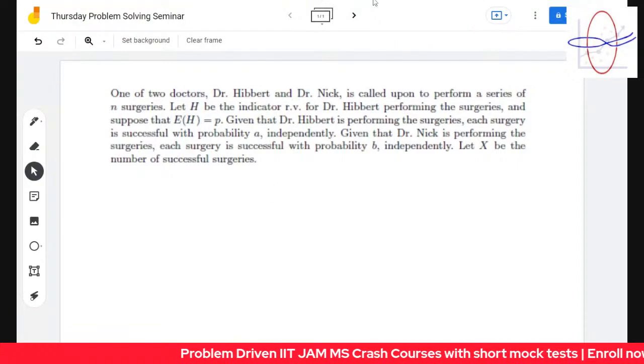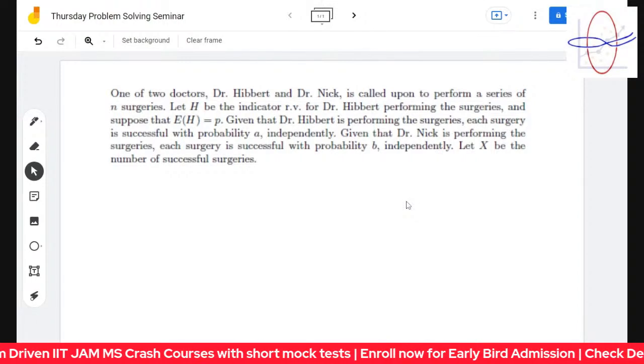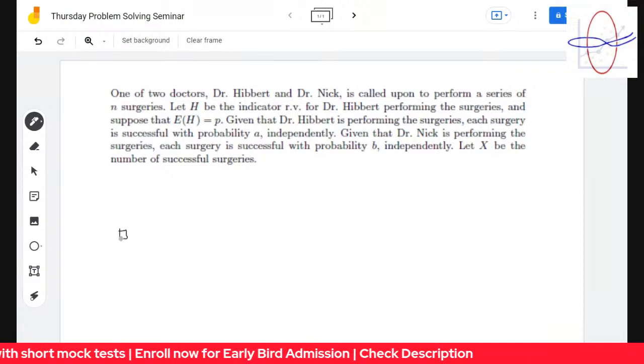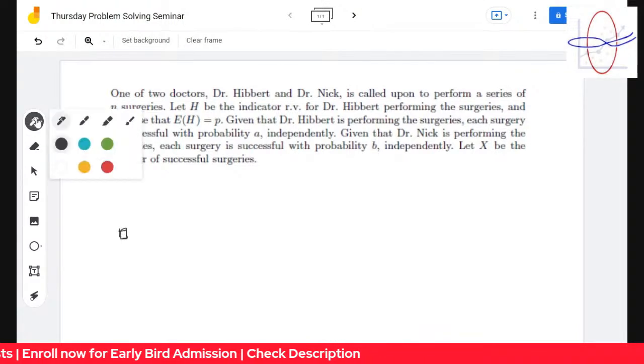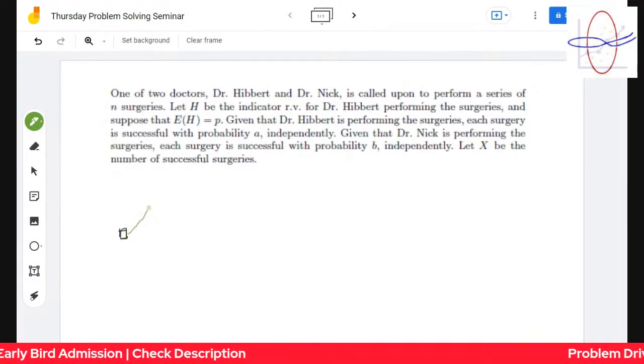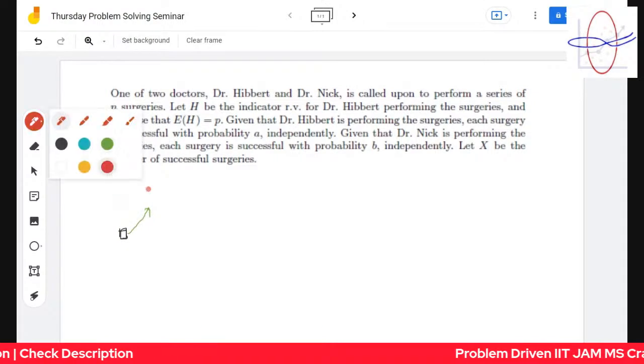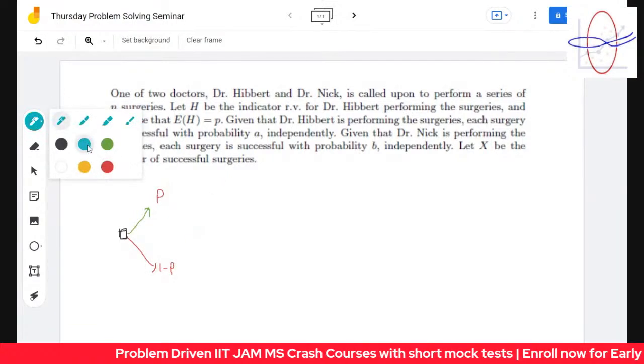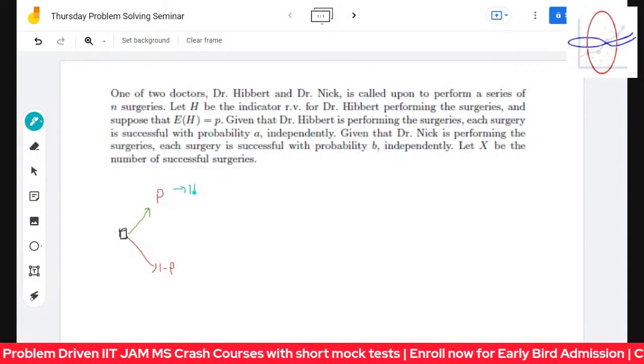Now understand this very carefully. How do we model this? What exactly is it meaning? It's telling that there is a surgery happening and there are two doctors. So the probability P is that Dr. Hibbert is performing the surgery, and probability 1 minus P is that Dr. Nick is performing the surgery. That is what it's meaning.